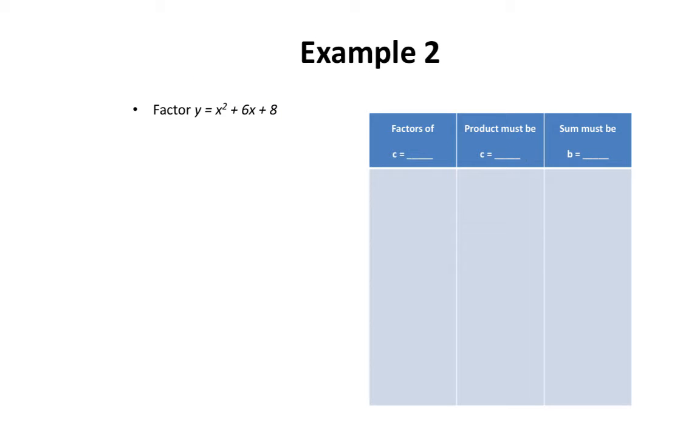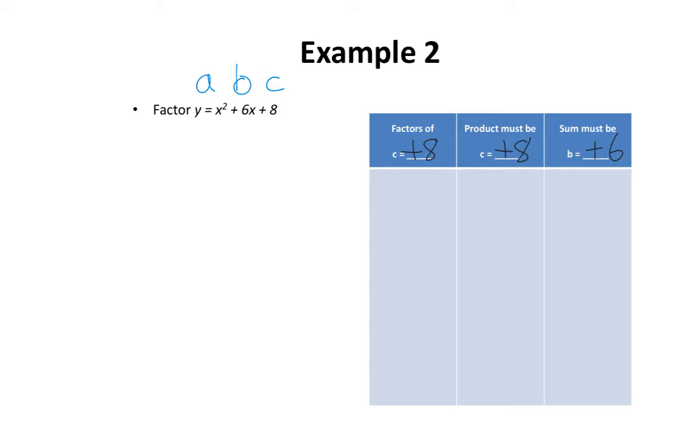In our second example, we want to factor this parabola in standard form. Before we begin, let's identify the values of a, b, and c. A is the value in front of the x squared term. B is the value in front of the x term. And c is the value of the number at the very end. Therefore, I know that the value of c is positive 8. And I know that the value of b is positive 6.